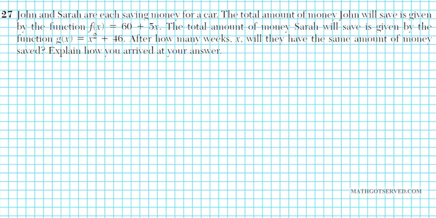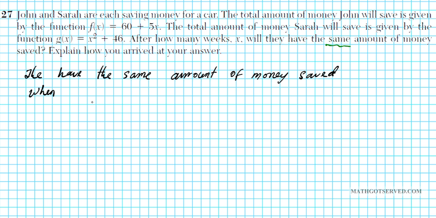Okay, so the goal here is they're going to have the same amount of money. So they have the same amount of money when these two functions are equal. They have the same amount of money saved when what happens? When the total saved by John is equal to the total saved by Sarah.